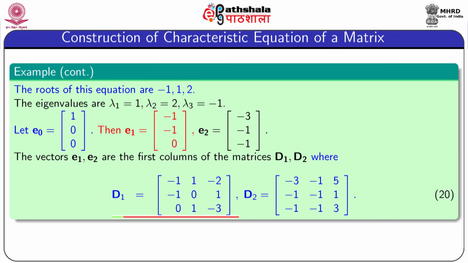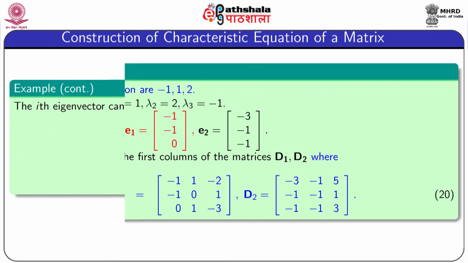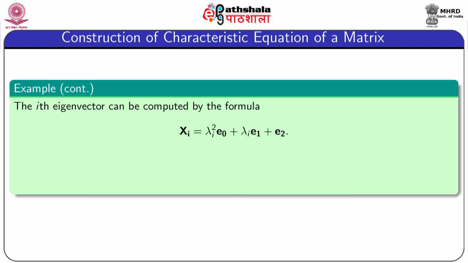Where the matrix D1 is equal to minus 1, 1, minus 2; minus 1, 0, 1; 0, 1, minus 3. Note that the first column of the matrix D1 is minus 1, minus 1, 0, and the first column of the matrix D2 is minus 3, minus 1, minus 1. So, that is why we have considered E1 equal to minus 1, minus 1, 0, and E2 as minus 3, minus 1, minus 1. Thus, the ith eigenvector can be computed by a formula suggested by the Leverrier-Faddeev method. The ith eigenvector xi equals lambda i squared into E0 plus lambda i into E1 plus E2.